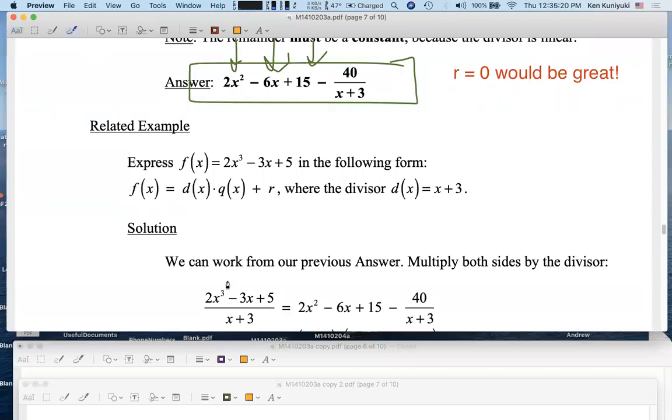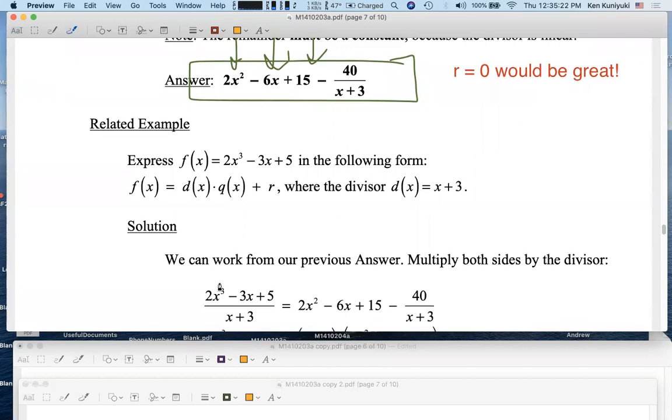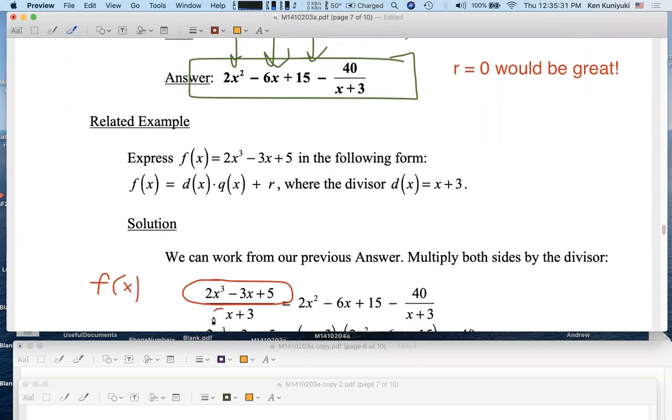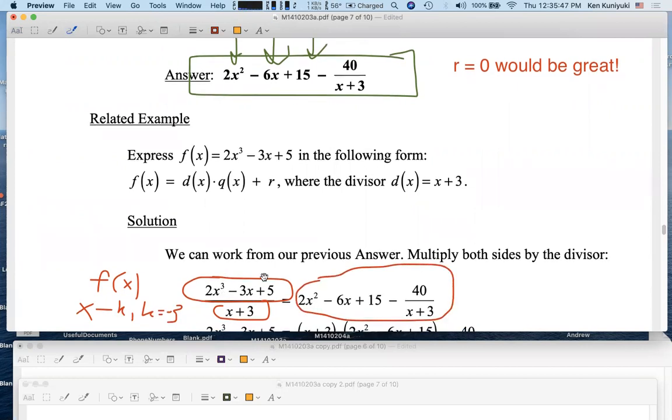Hi everyone. So before, we used synthetic division to divide this top polynomial, which I'll call f of x, by this bottom polynomial, x plus 3, that's x minus k, where k is negative 3. That's the number we put in the dunk tank. And we got this right-hand side over here. So we claim that the left side, this fraction, is equivalent to this over here.